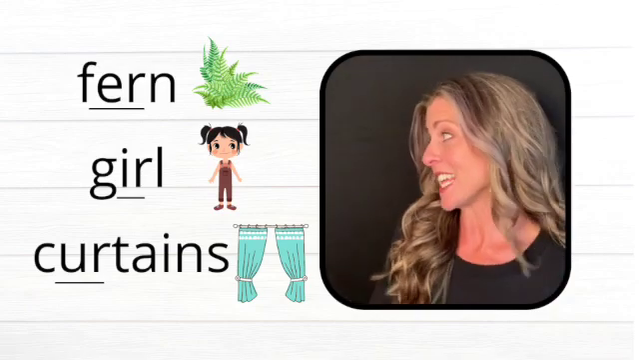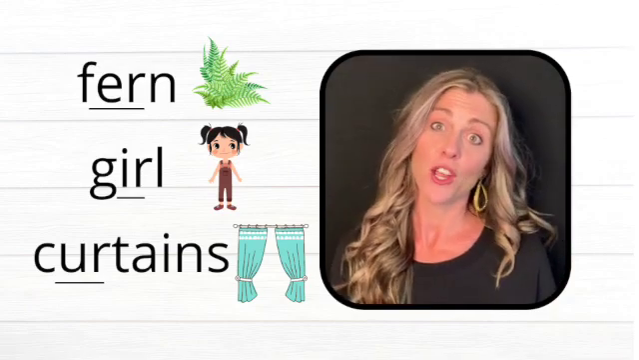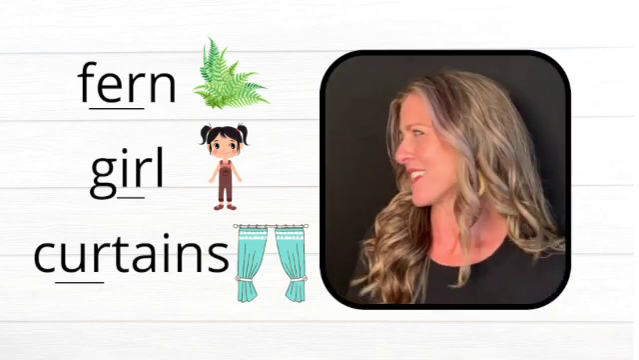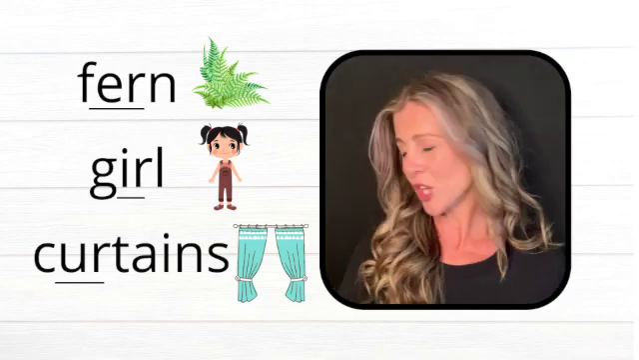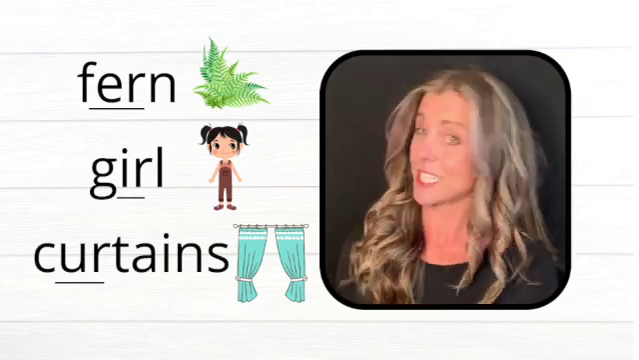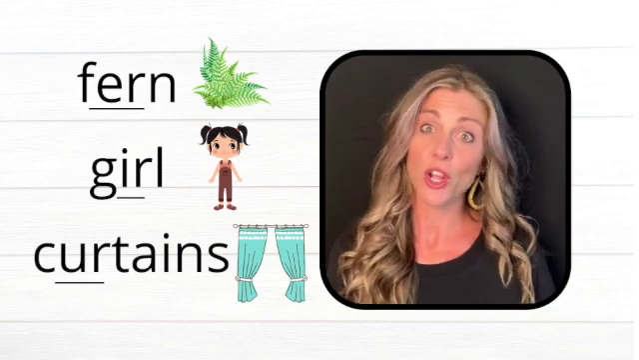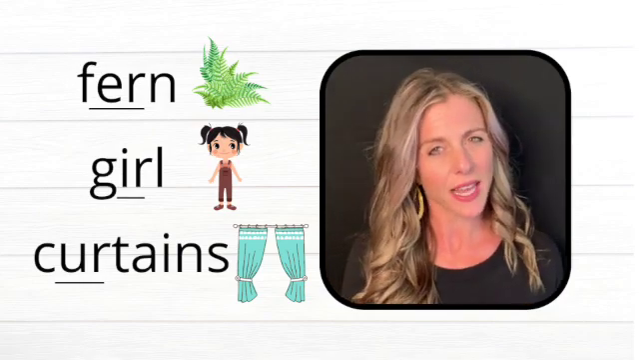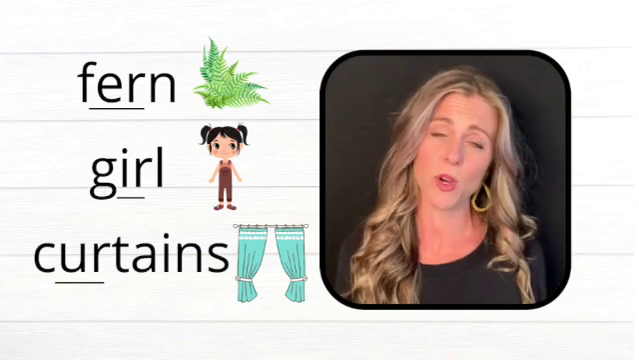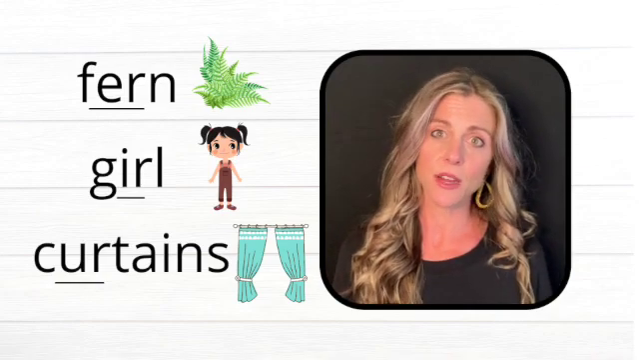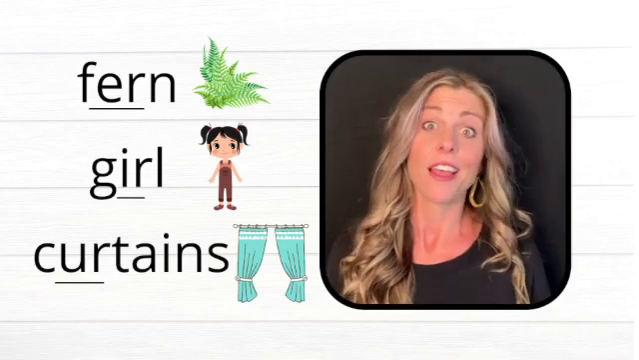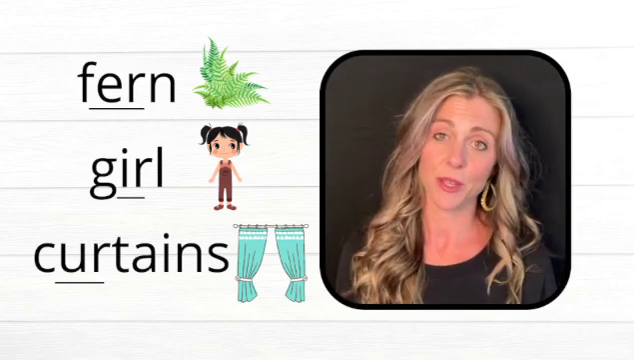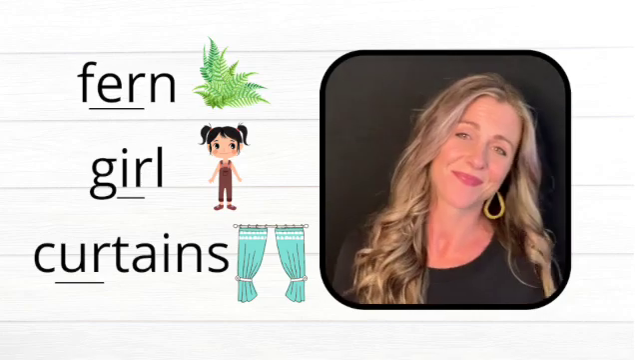We can have an ER like in fern, earn. Fern has the ER in the middle. We can have an IR like in girl, girl. And we can have a UR like in curtains, with that at the beginning of curtains. So our goal today is to expose ourselves to so many words with that sound so we can start recognizing when it's a UR, an IR, or an ER. Let's go ahead and practice some of those ways that we can spell the sound in a word.